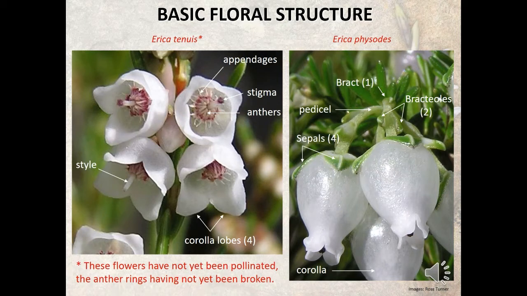And one of the unique features about the Ericaceae family is that they have these pores on the anthers, and sometimes they have these appendages which help in the identification. So you can see in this particular example, the anther ring is still intact, and that means that it hasn't been pollinated yet. If a pollinator has visited a flower, those are usually broken apart and ruffled. So that's a good way to see if a flower has been pollinated or not.